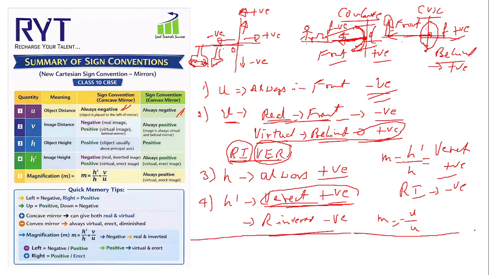How to decide whether the image is reduced or enlarged? If magnification is greater than 1, it is enlarged, because the image height will be more, so it will be enlarged. If magnification is less than 1, it is diminished. Image is diminished or reduced. What if magnification is equal to 1? Then it is the same size. Image is same as object. That's why we get 1. Both get cancelled here, numerator and denominator. We get the same value.